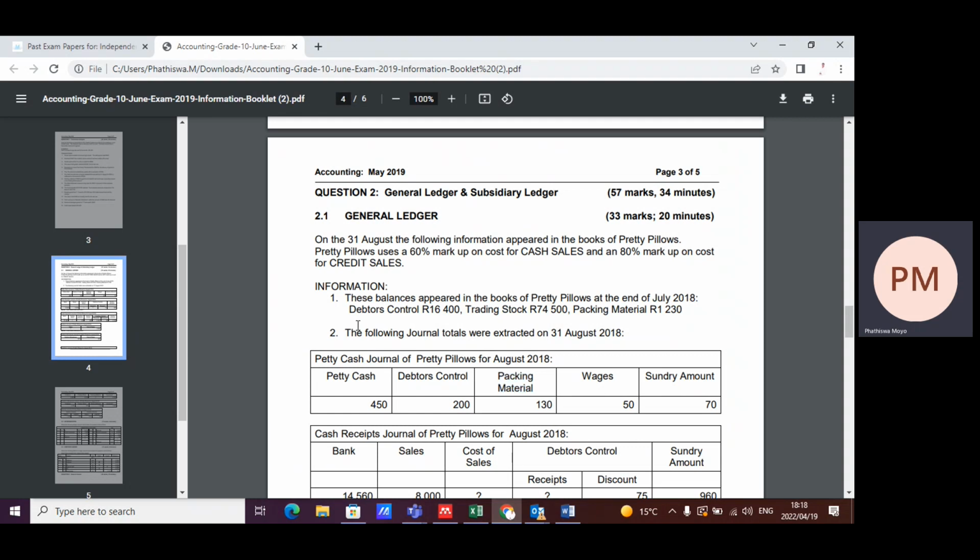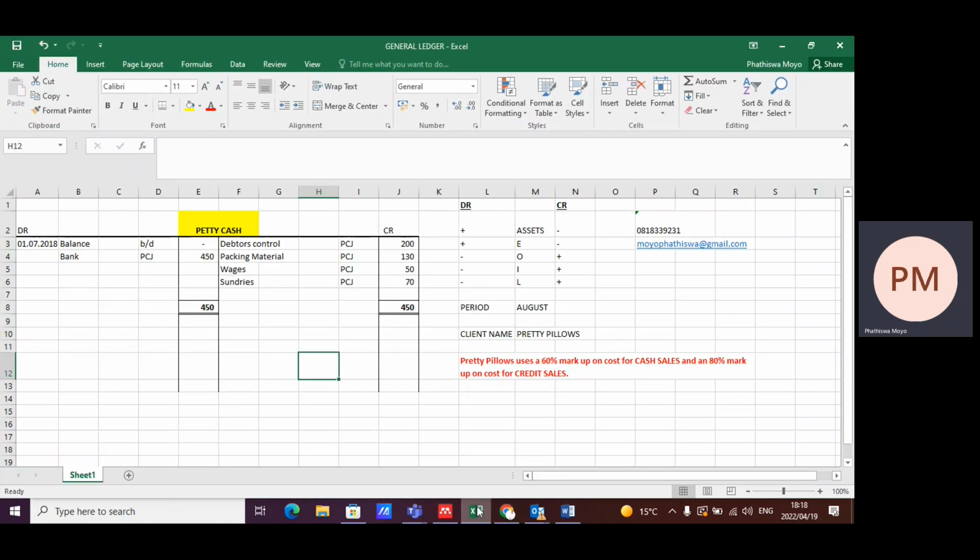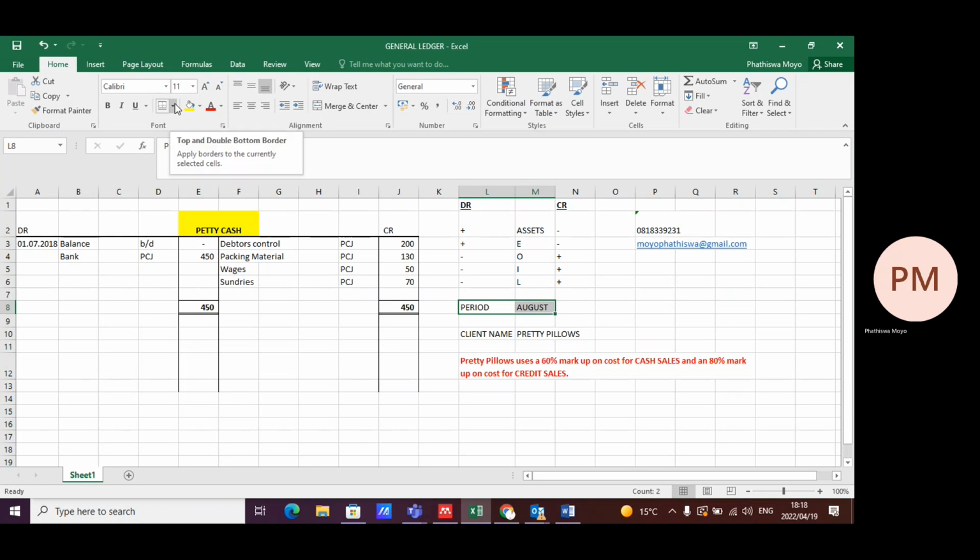So this is a general ledger. They're giving you general ledger information. They're saying on 31 August, the following information appeared in the books of Pretty Pillows. If you're an accountant, I will not rush. I always say, understand your period, because if you don't know the period you're reporting for, you'll be taking information that is falling outside the period and making it part of the period, which is not good.